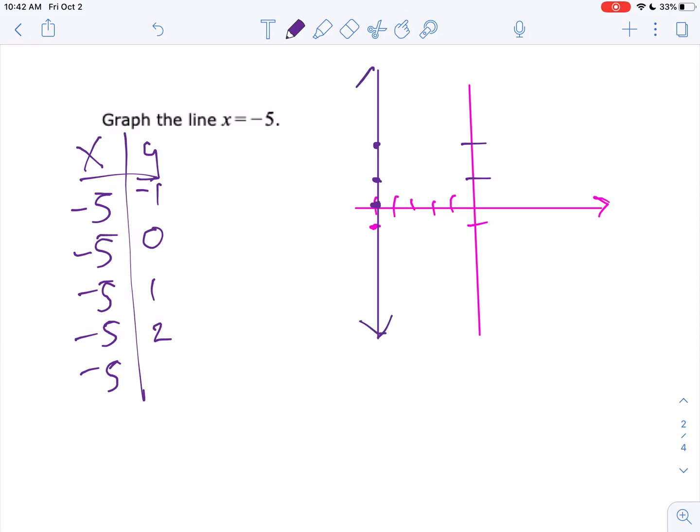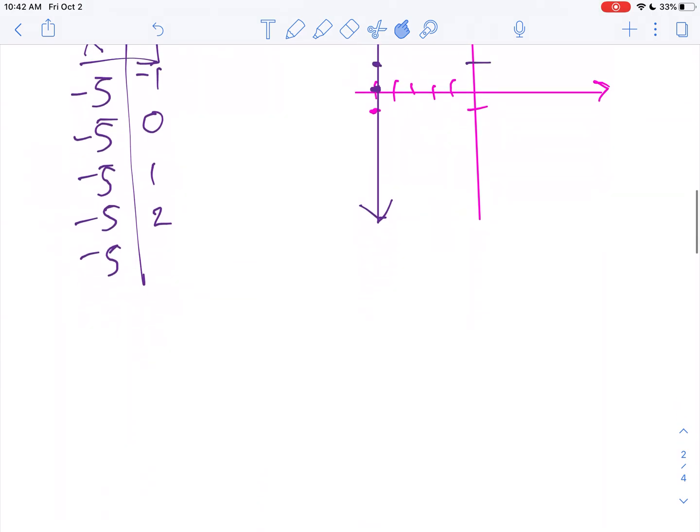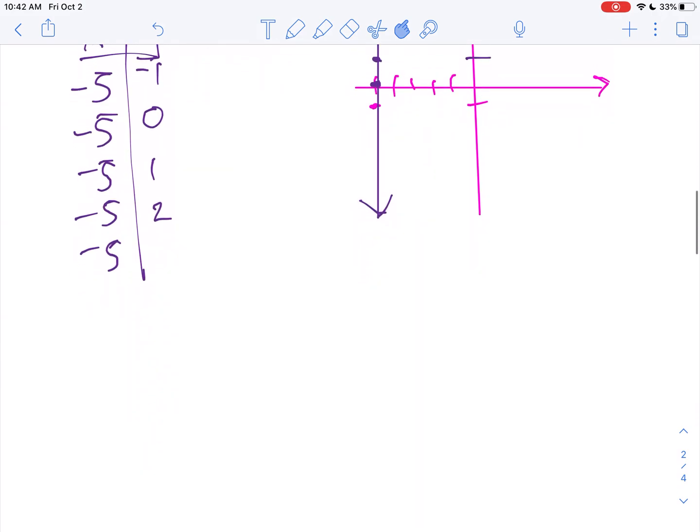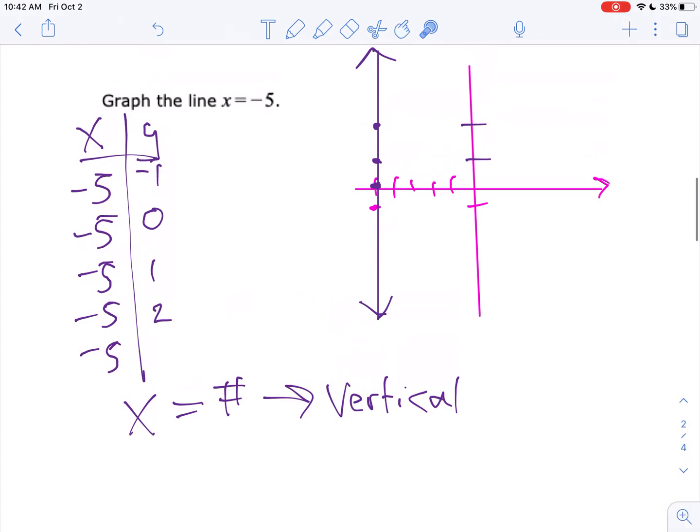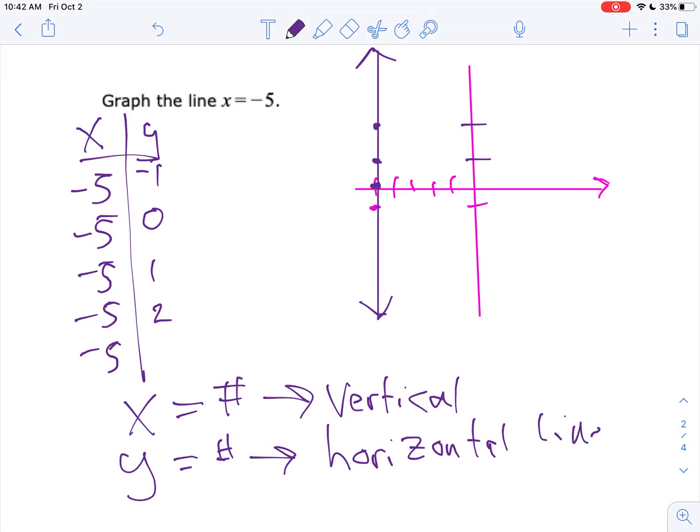And this is what I'm saying, you didn't have to show work on this one if you know the rule. But if you don't know the rule, make a table. That's what we want to do. But if you have no y and just x, if x equals some sort of number, it's going to be a vertical line going through that number because x is always that number. In this case, x is always negative 5. If you have y equals a number, that's going to be a horizontal line going through that because y is always that number.